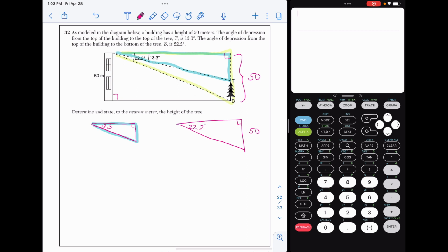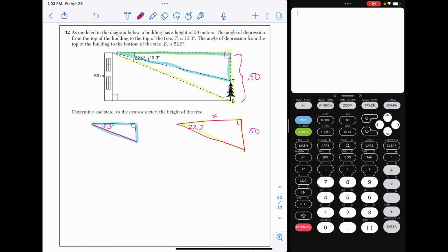Okay, based upon what I have so far, if I try to set up an equation in this first triangle, the one I highlighted in blue, I'm missing too much information. So I'm actually going to start over with the green one. And I'm going to say, let's try and find this side first. And I'll show you why that's helpful.